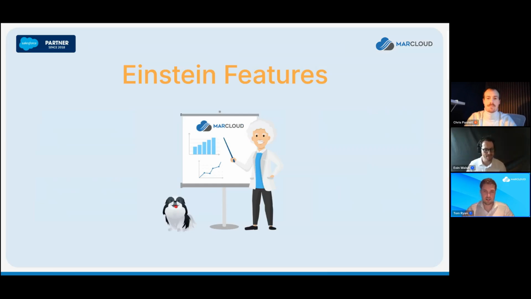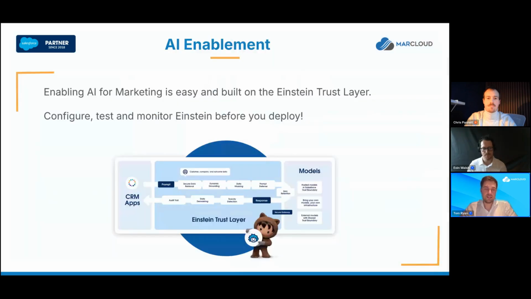On to Einstein then. So the fun stuff. I wouldn't be responsible if I didn't start talking about the trust layer. Yes, this is what underpins the whole Einstein system. So it's really easy to enable the Einstein features, like it really is. But the part to pay attention to is the configuration of it.